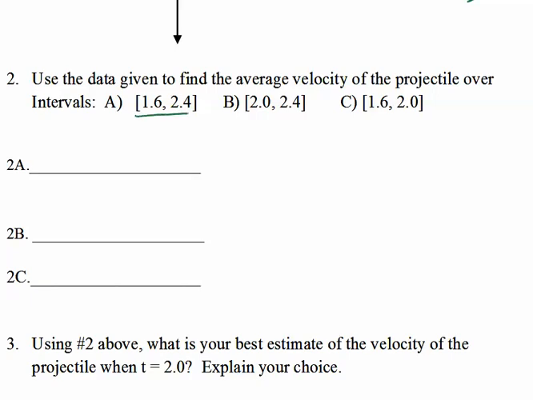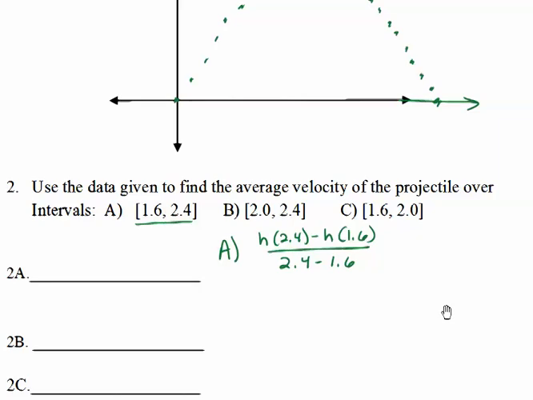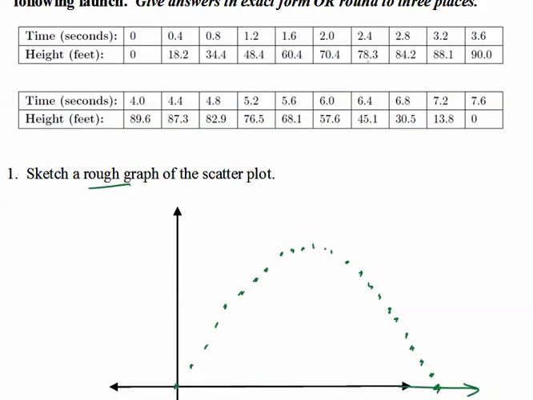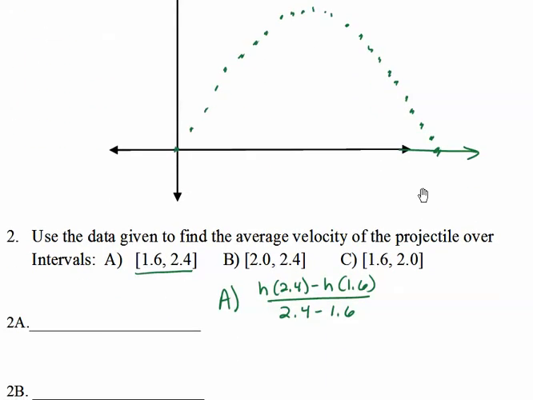So first we're going to find some average velocities. For part A, I want to take the height of the object at time 2.4 minus the height at 1.6 and divide by our elapsed time. And you can go back to your table then and get the heights at 2.4, so 78.3, and at 1.6, 60.4.